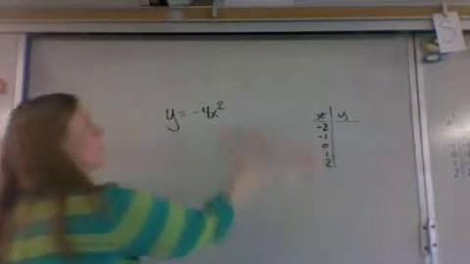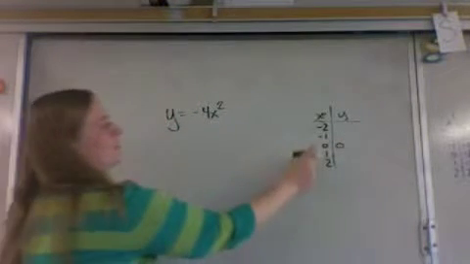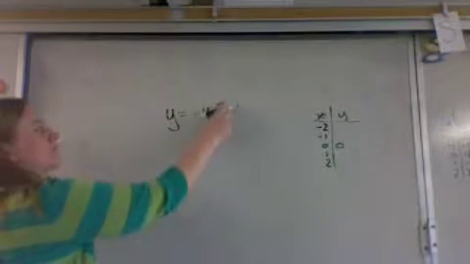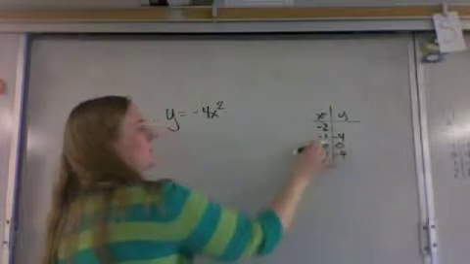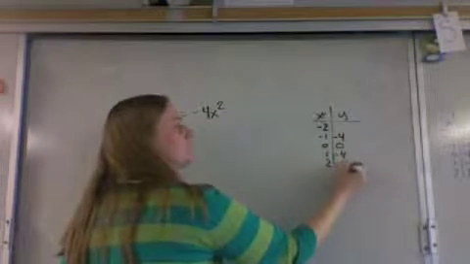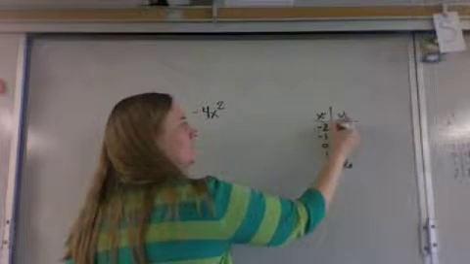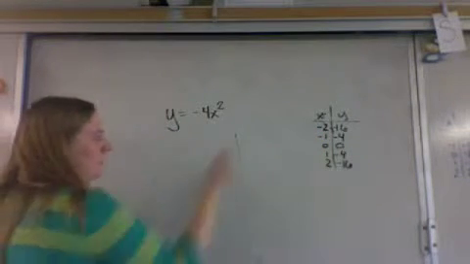So if you plug in 0 for x, y is also 0 in this case. If you plug in 1 for x, 1 squared is 1 times negative 4 is negative 4. And it'll be the same thing for negative 1. 2 squared is 4 times negative 4 is negative 16. Again, same thing up here for the negative 2. And then you're just going to need to graph it.